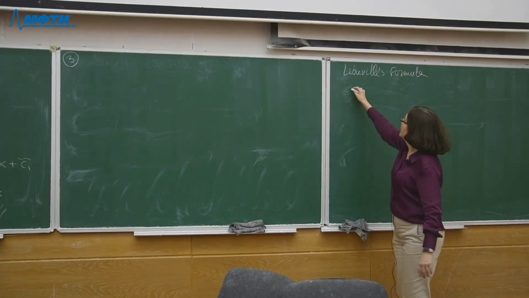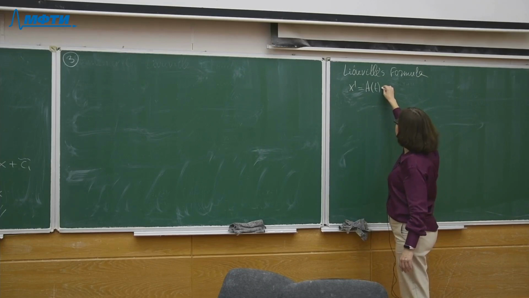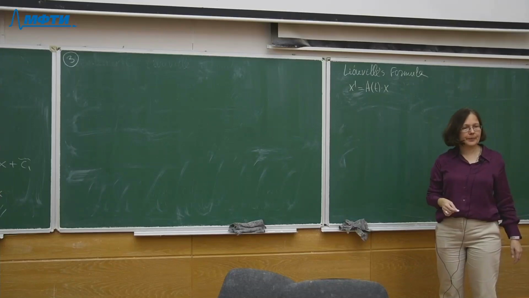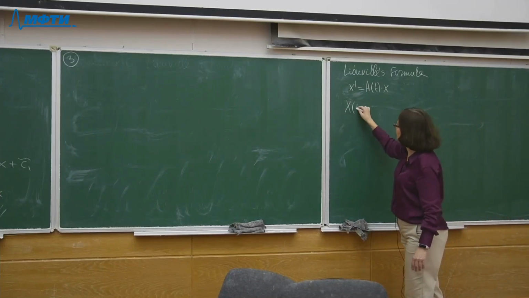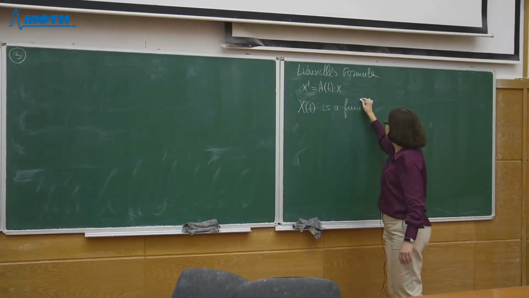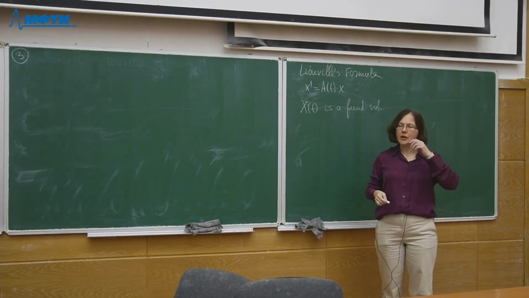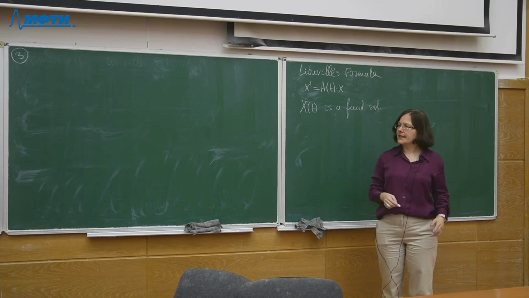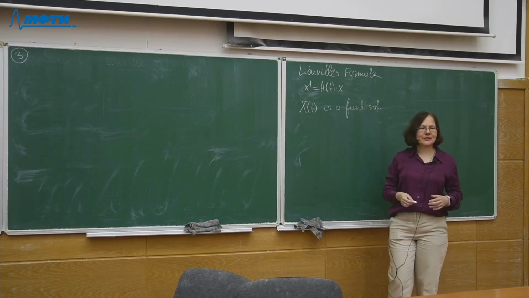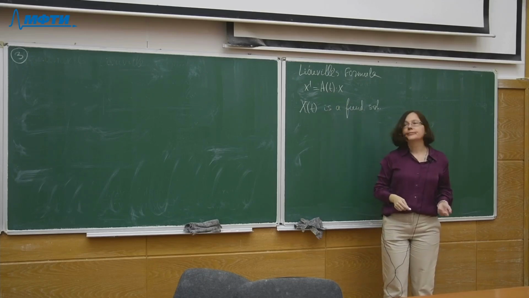It is for the homogeneous differential equation, x prime equals A of t times x. We consider this differential equation. We consider the fundamental solution. It's a fundamental solution, so this is the matrix consisting of the vectors, the matrix whose columns form the basis in the solution space of this differential equation, right?